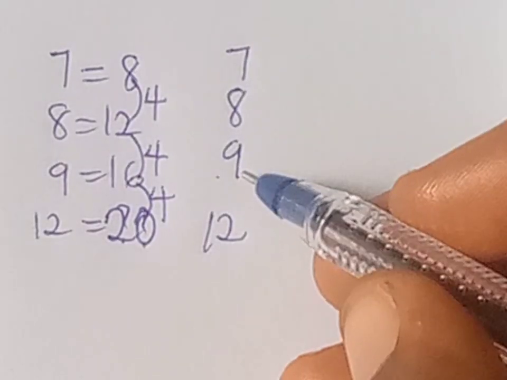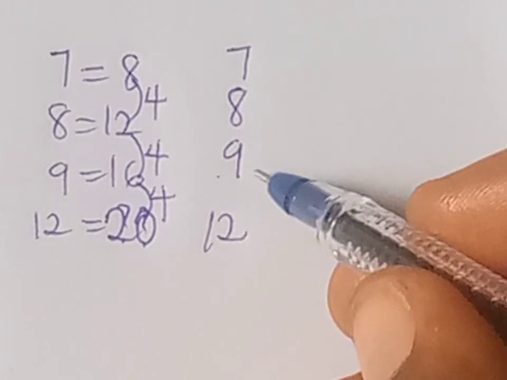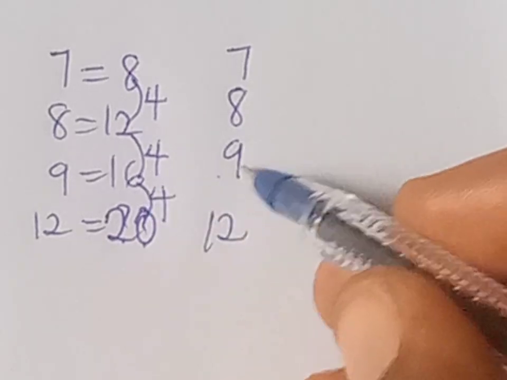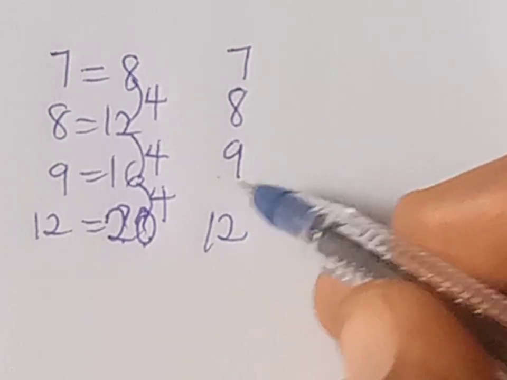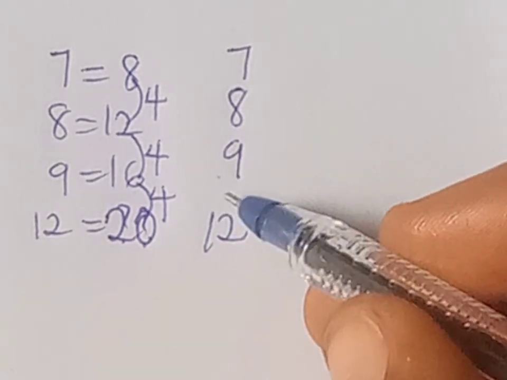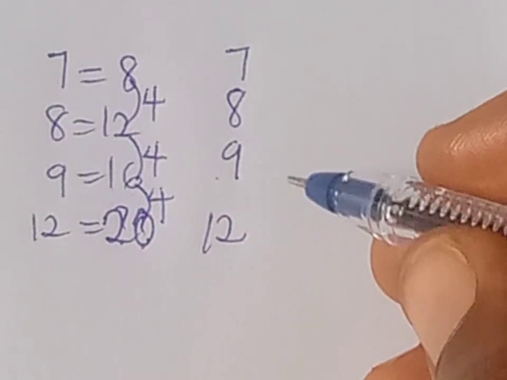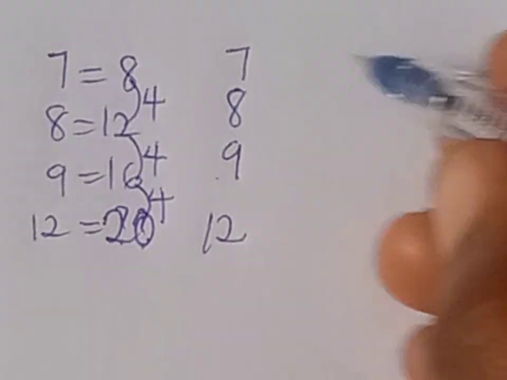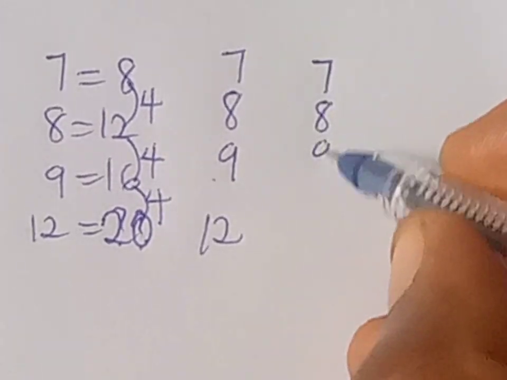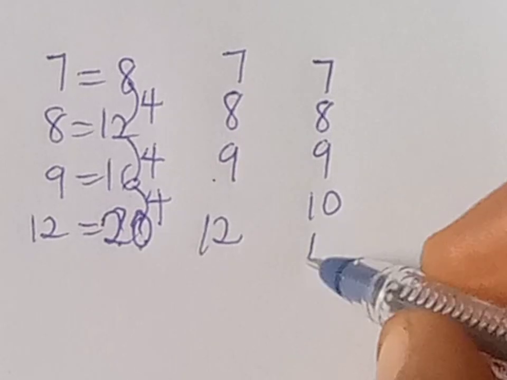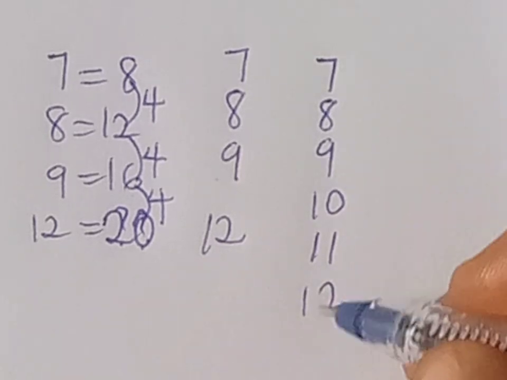That means you can't just add 4 to the result that we got here, which is 16. You can't just add 4 to it to get 20. Remember that numbers 10 and 11 have been skipped. Now let's write out the sequence step by step to see the clear pattern. That is 7, 8, 9, 10, 11 and 12 instead of 7, 8, 9, 12.